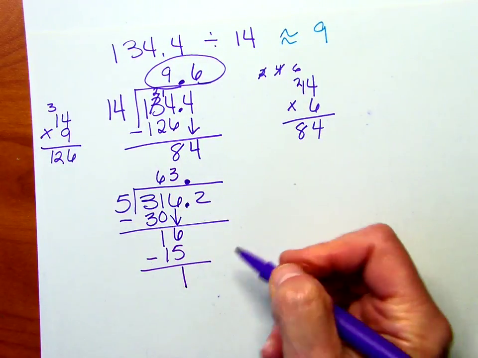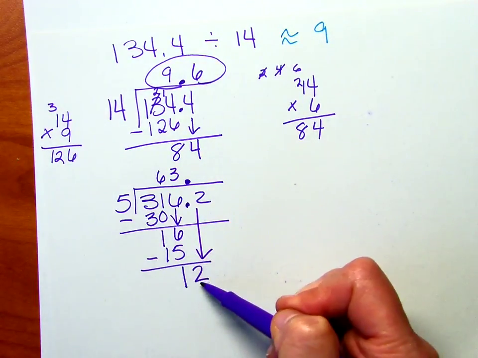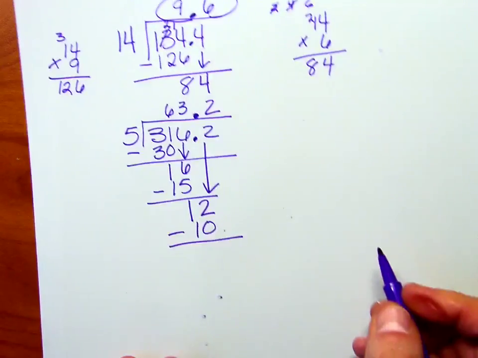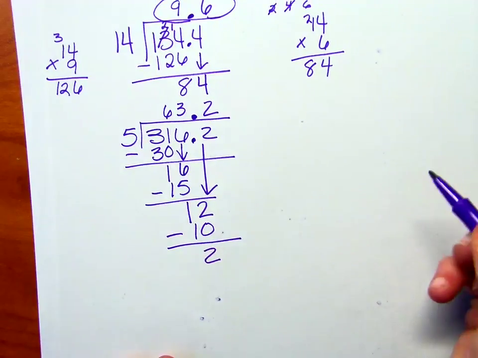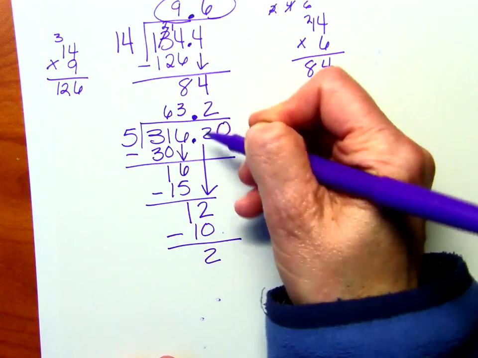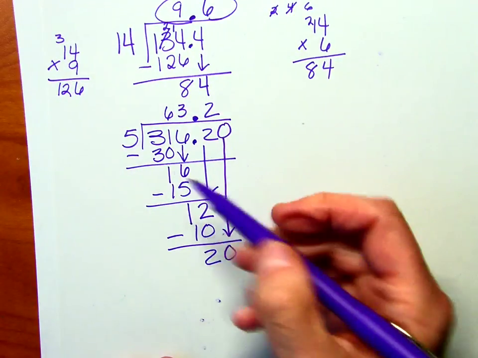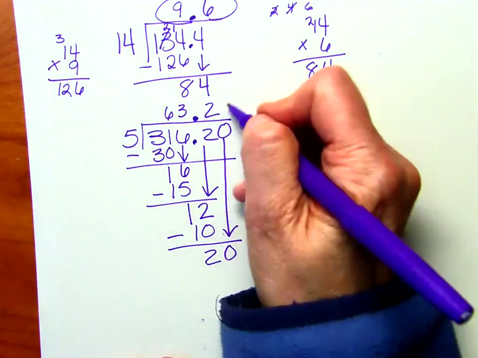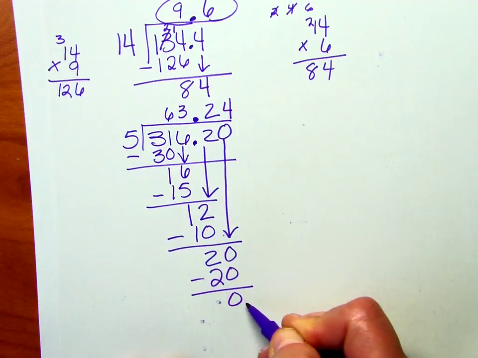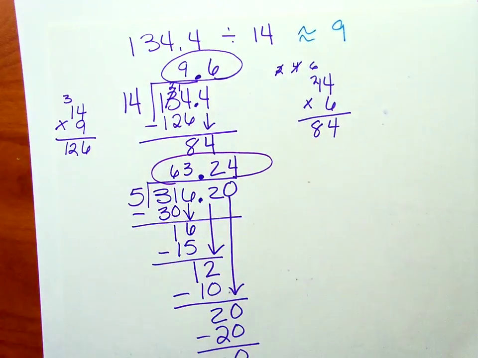Subtract, I get 1 left over, and I'm going to bring down that 2. And 5 goes into 12 2 times. 2 times 5 is 10. Again, I want to subtract. I get 2 left over. Because I have a remainder here, I need to add a 0 after the 2 and bring that down. Looks like 5 goes into 20 evenly 4 times. So I don't need to add any more zeros because now I'm at 0 remainder. My answer is 63 and 24 hundredths.